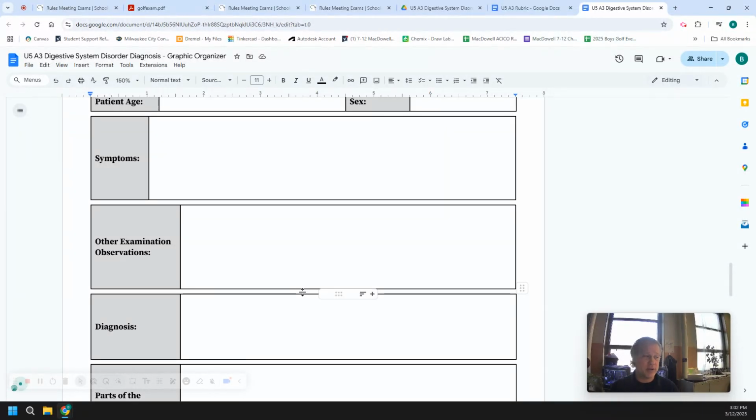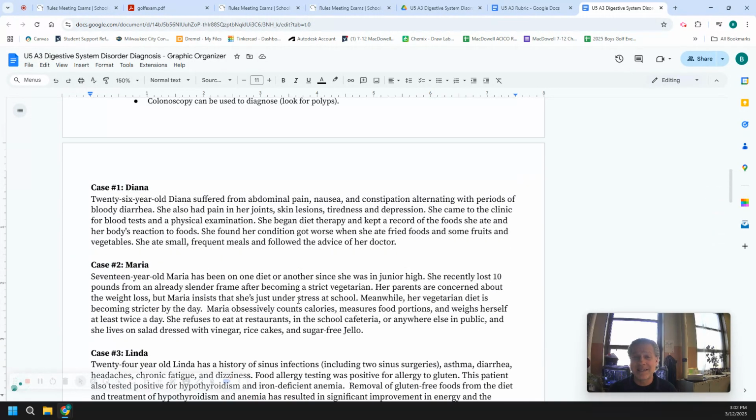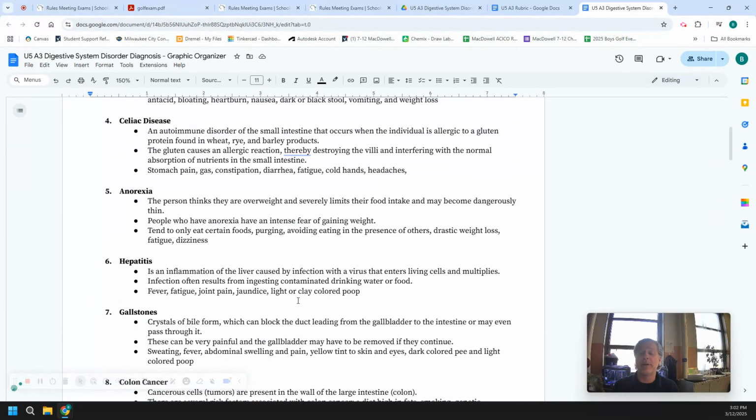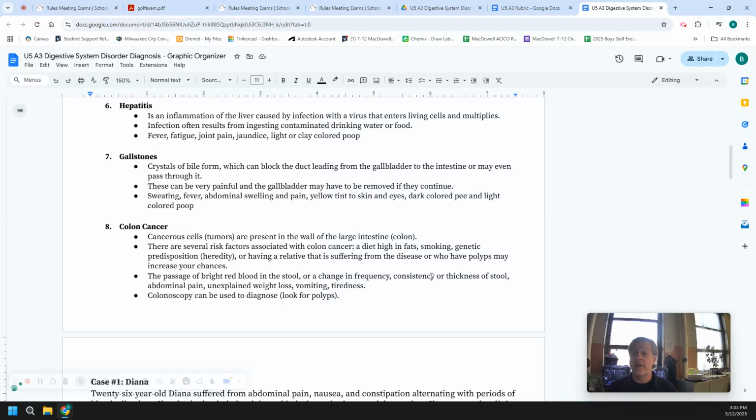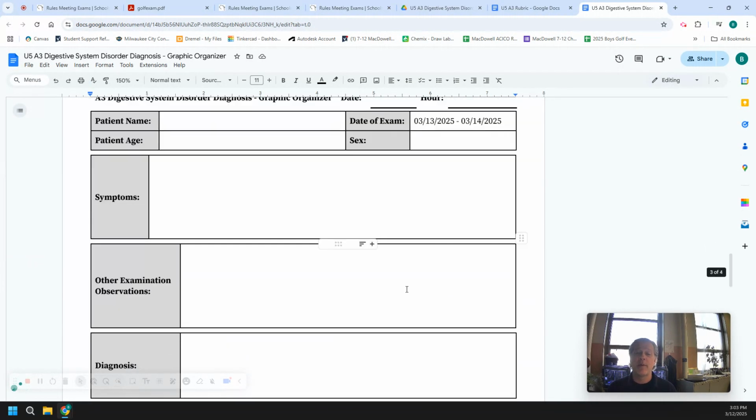Other exam observations. Not every patient is going to have other exam observations, though. Some patients are going to be very blunt with what's going on with them. So just be aware of that. Then you're going to put a diagnosis. Your diagnosis is literally as simple as, I believe this patient has anorexia. I believe this patient is suffering from gallstones. And then you're going to put that into this box here.